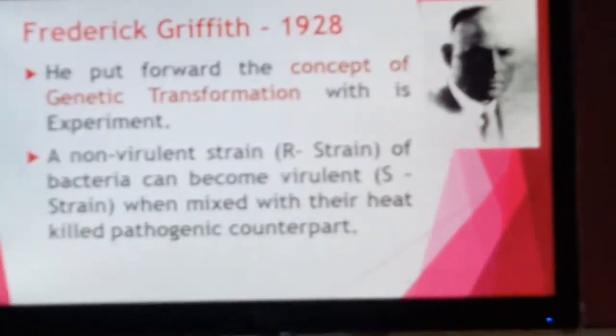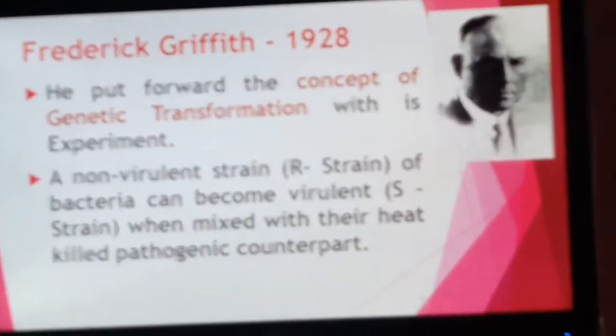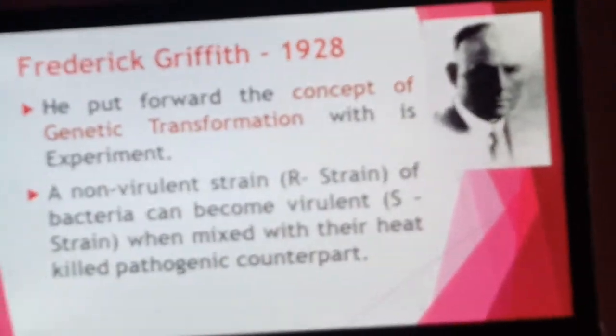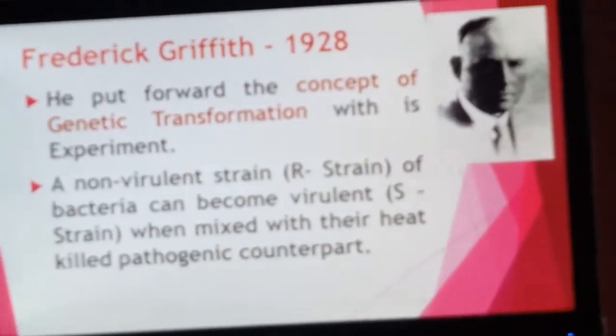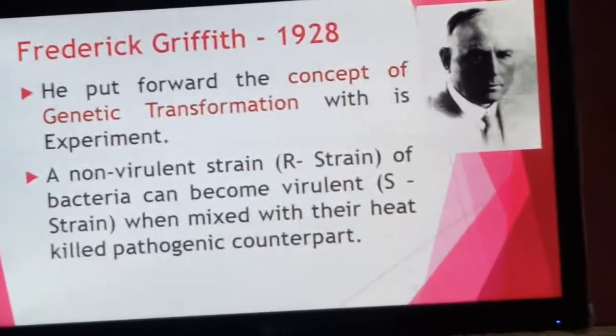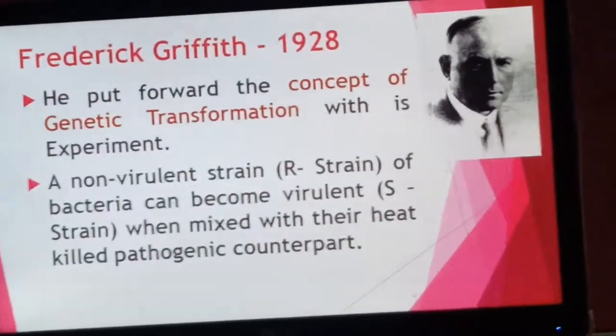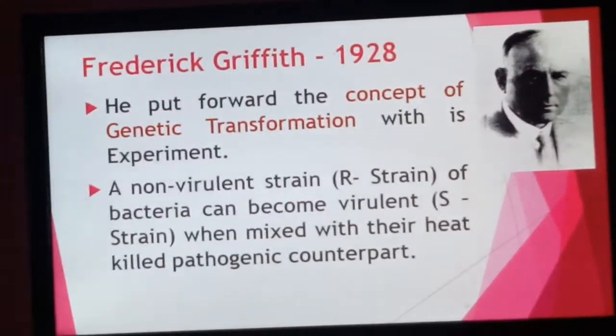A bacterium which is carrying a capsule is called a smooth strain, and a bacterium which doesn't contain a capsule is considered a rough strain. Generally, the bacteria with a smooth strain are highly virulent in nature compared to the rough strain.